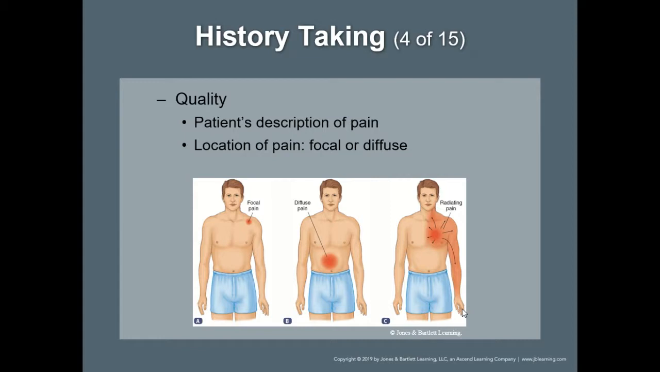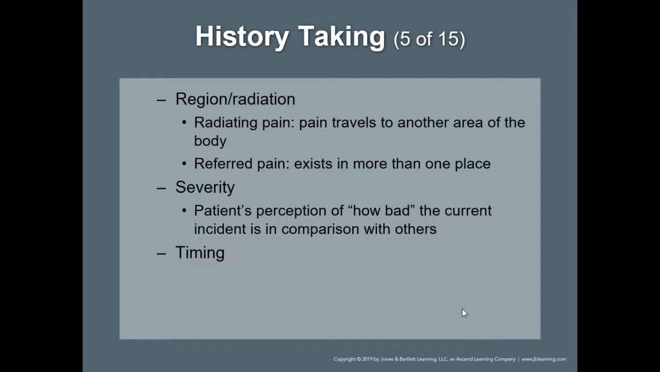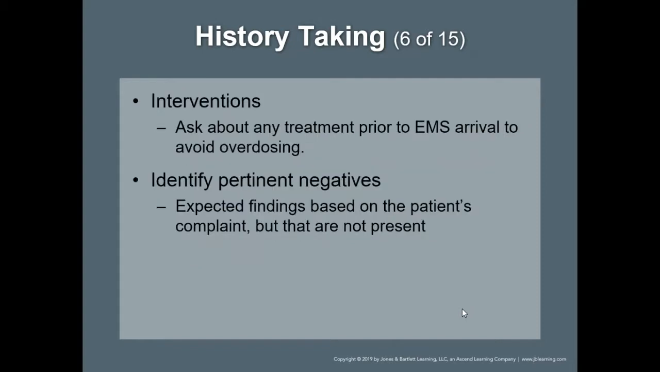Focal is specific to an area of the body. Diffuse means it spreads out. Radiating means it starts from one area of the body and moves to another point on the body. R is region, radiation. Radiating pain is pain that travels to another area of the body. Referred pain exists in more than one place. Severity: the patient's perception of how bad the current incident is in comparison with others. Timing is the consistency.